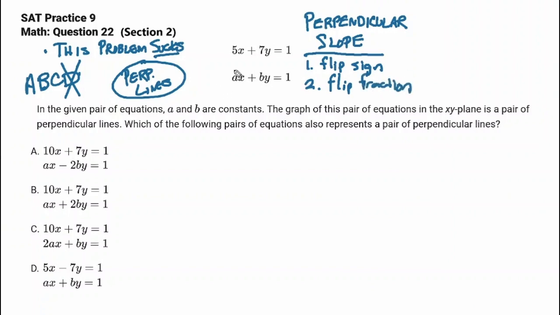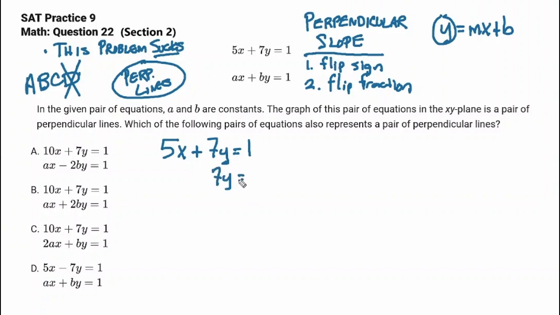So what we're going to do is find the slope of this line, and then flip the sign and flip the fraction to see what the slope of this line has to be. So 5x plus 7y equals 1. What's the slope? We don't know, because the form of the equation has to be y equals mx plus b. 7y, that's on the correct side. 7y equals negative 5x plus 1. We're going to have to divide every term by 7 to get y naked and alone. So we're going to get y equals negative 5 over 7x plus 1/7.